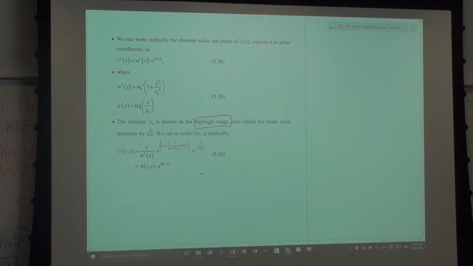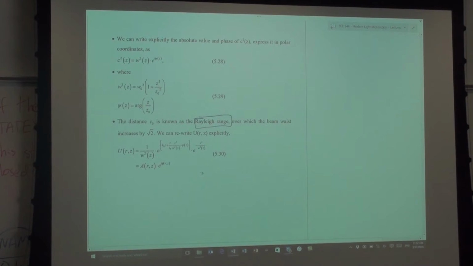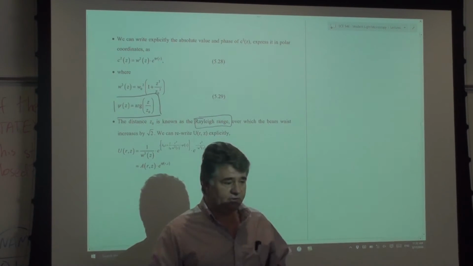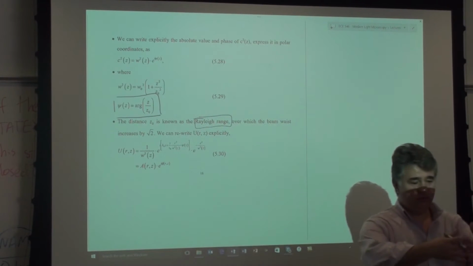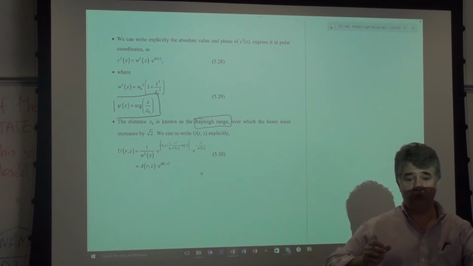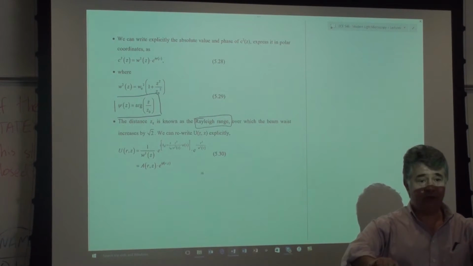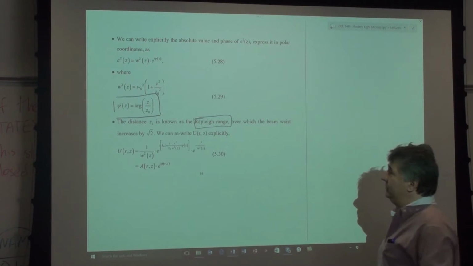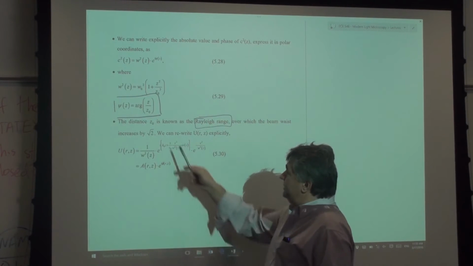So, Z0 is called the Rayleigh range, as I mentioned. And there is something very interesting that happens to the beam. So, there's these obvious things that we mentioned already. So the beam spreads, W grows, the power goes down because of that, right? But there is also something very interesting to do with the phase of the beam.